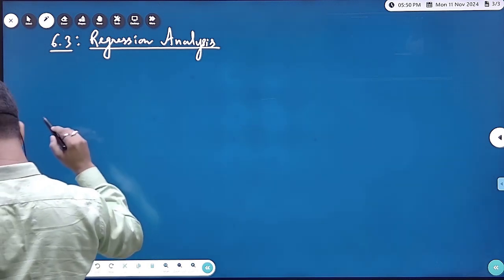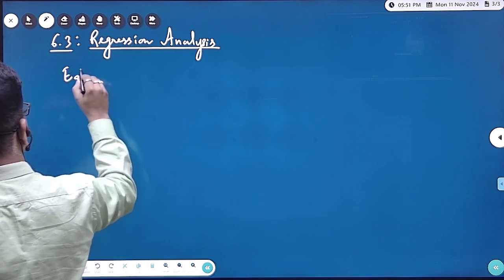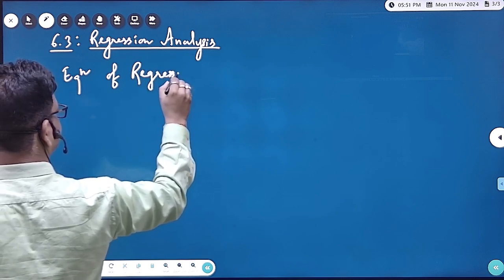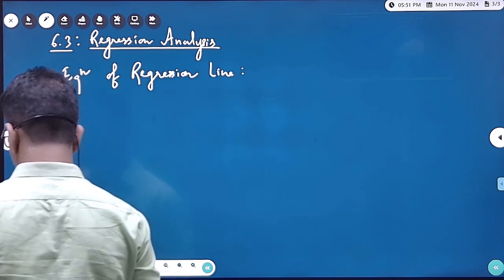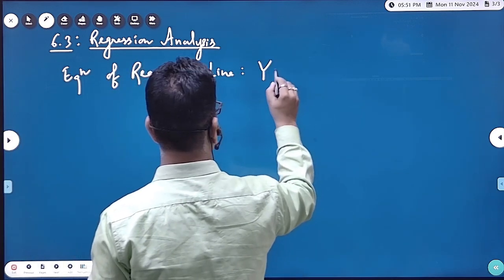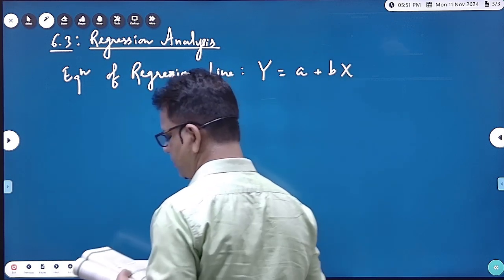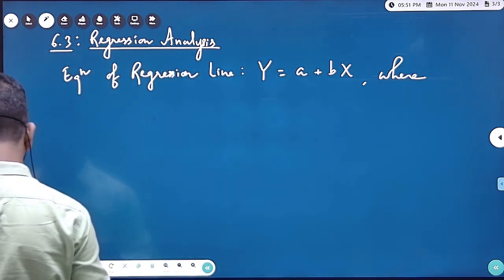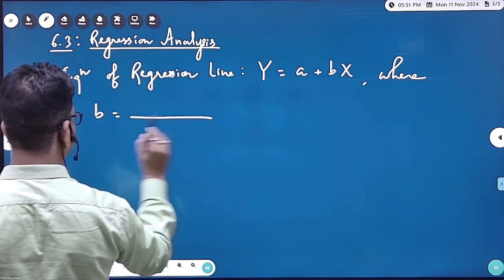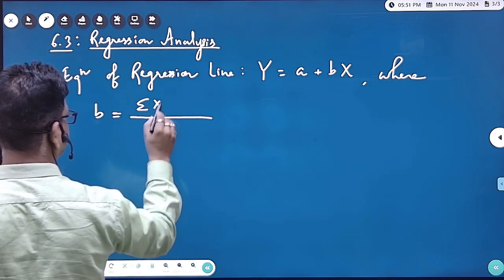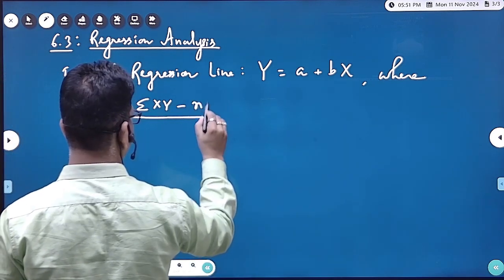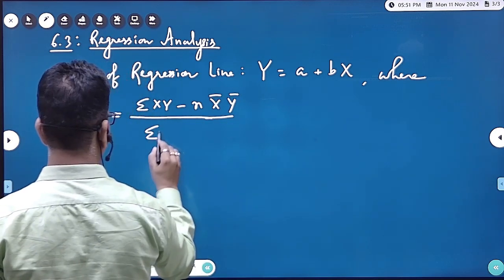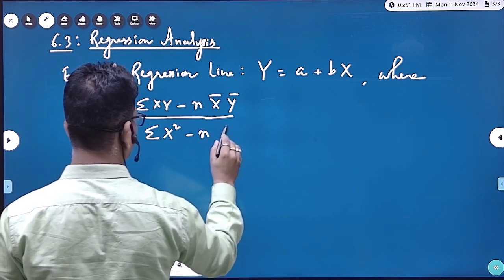Okay. So the equation of regression line is of the form y is equal to a plus bx, where first we need to find b. b equal to summation of xy minus n x bar y bar, whole divided by summation of x square minus n x bar square.